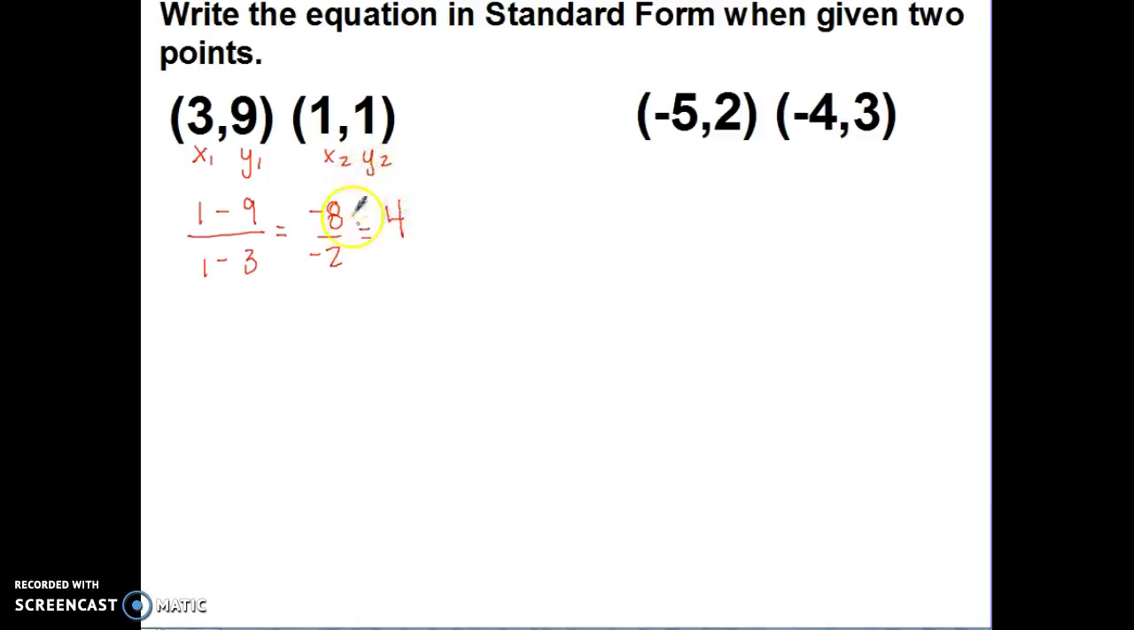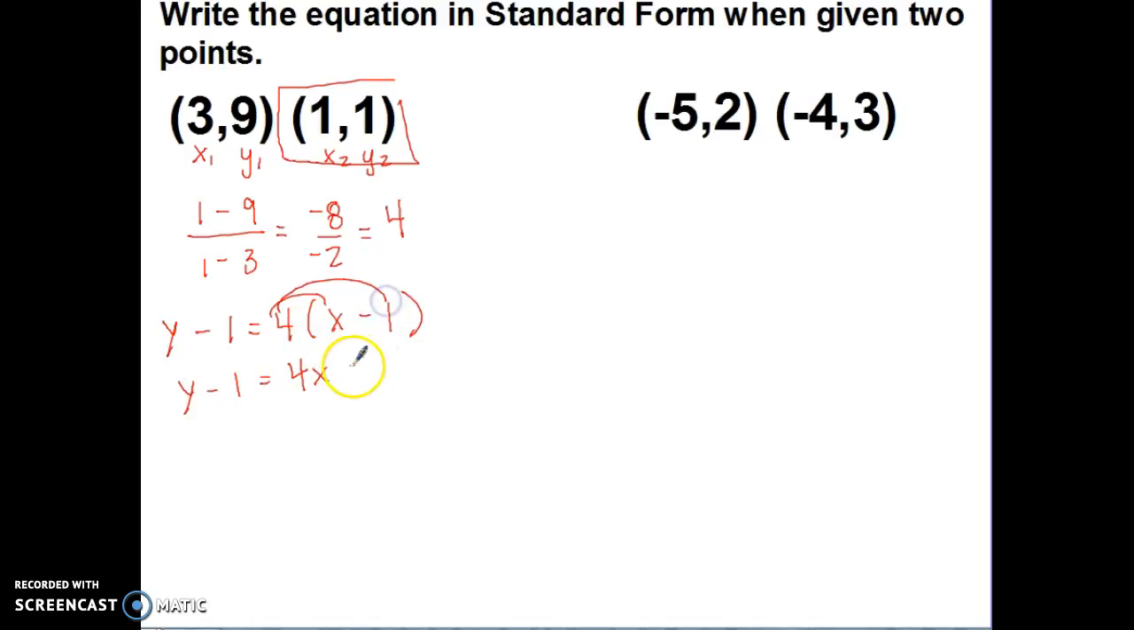So now I pick one of the ordered pairs. Look at these ones. It's going to make my life easy if I choose those. And I'm gonna use point slope form because in this way I like that form. I'm gonna pick this ordered pair. So I do y minus 1 is equal to 4 times x minus 1. And then I distribute. 4 times x is 4x. 4 times negative 1 is negative 4. You're positive. Don't need to move you.